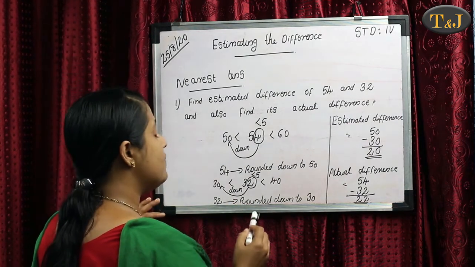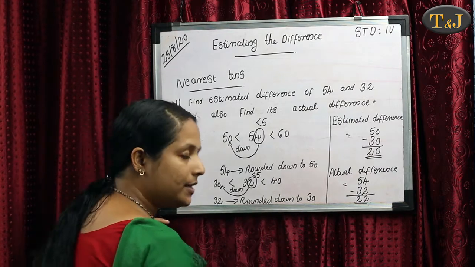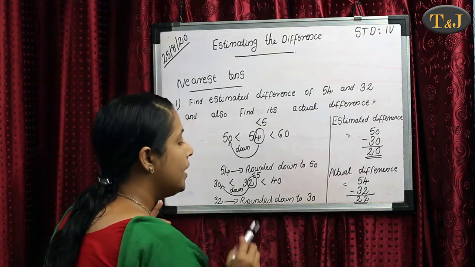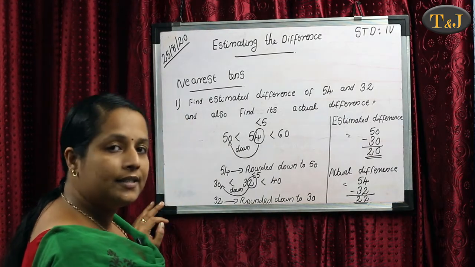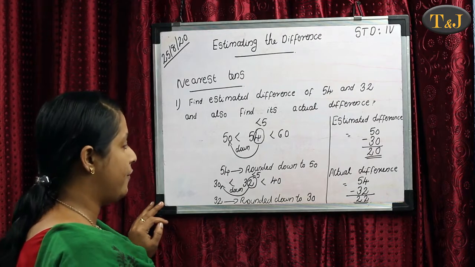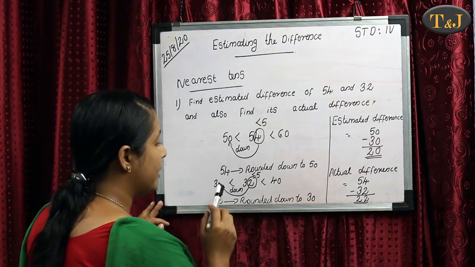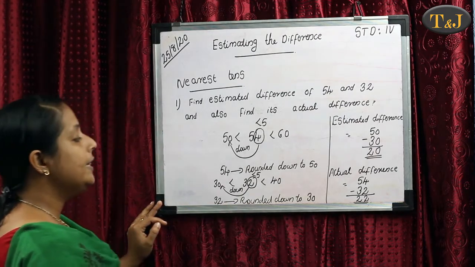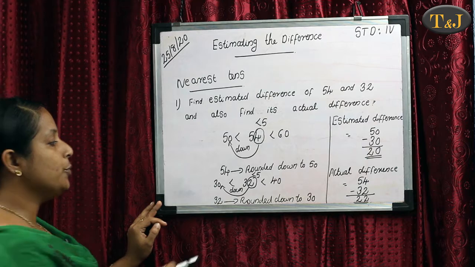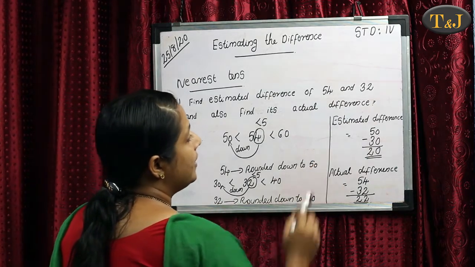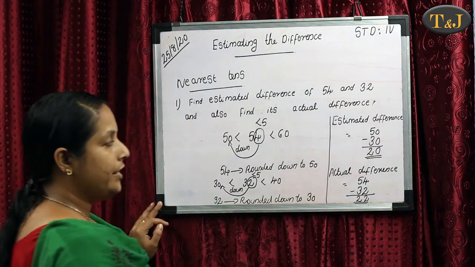Again we are taking the ones place value. Here our ones place value is 2. Is 2 less than 5 or greater than 5? 2 is less than 5. So it is rounded down to the number 30. Therefore 32 is rounded down to 30. Then next is to find the estimated difference.